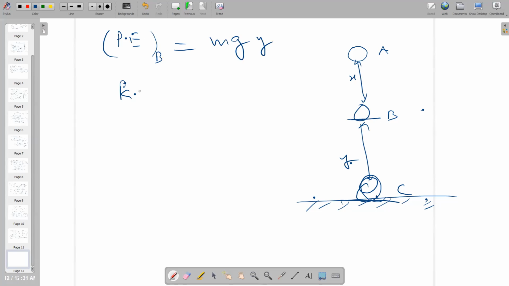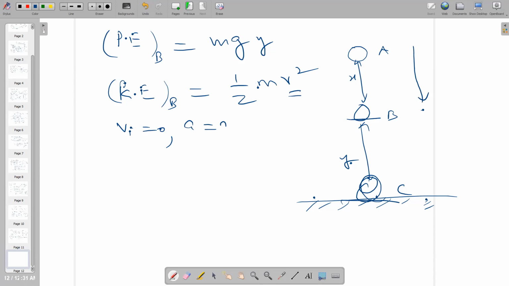Potential kinetic energy at point B will be what? Kinetic energy formula is 1 over 2 mv squared, but we don't know from A to B what the V value is. Now we want to find the V value from A to B. At point A, Vi is 0, and it is moving down, so we take a equal to g, not minus g, with gravity. And the distance s is x. So apply the formula Vf square.